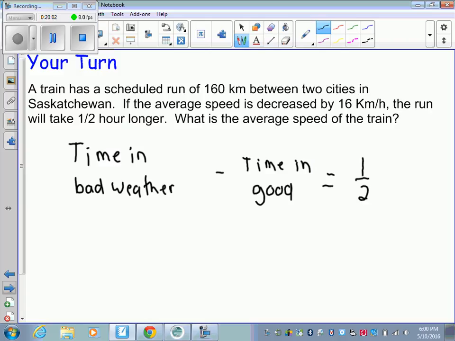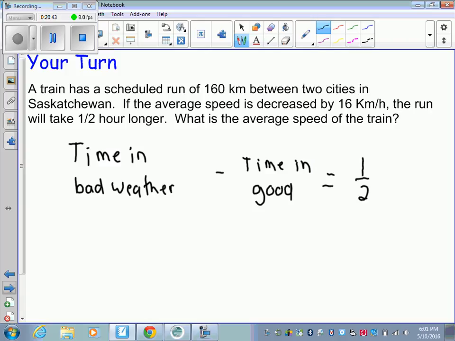Okay? Or you could simply put, and you can do it lots of different ways of how you want to set it up, but you could also add this. The time that you take in good weather plus the half would give you the time in bad weather, plus the half an hour. All right, so it's not like the last one where we divided up the 140, because that was the race. It was 140 total distance, but this is just two separate runs. One day I went on the train and it took me 2 hours. The next day I went on the train, it took me 3 hours. Or let's say 2.5, so it was a half an hour longer, but it was still the same scheduled run.